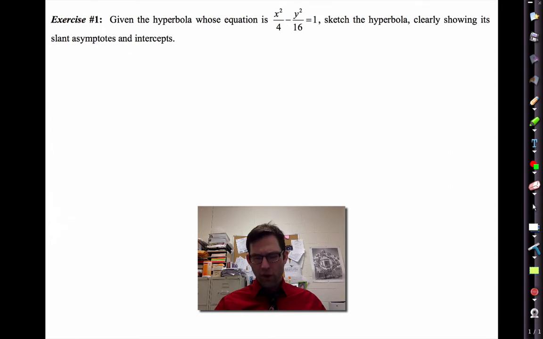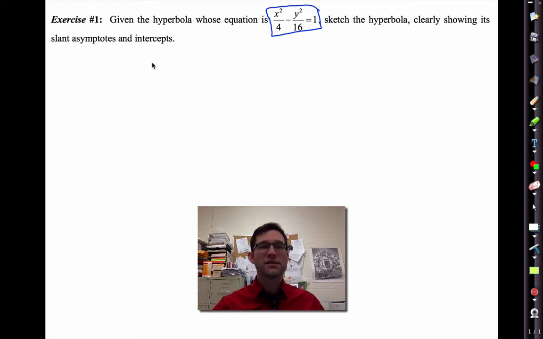So exercise number 1 is really a review. It's a review of how to take a hyperbola that's centered at the origin and sketch its graph. Now, please note that the reason that this is a hyperbola and not an ellipse is because of the subtraction. If we had an addition of two squared quantities, then we'd have either an ellipse or a circle. So let's review how to do this.